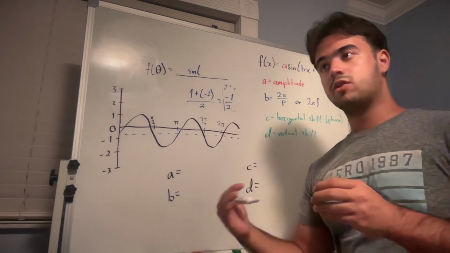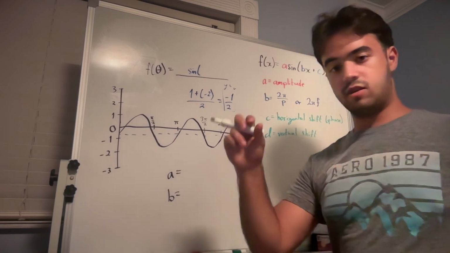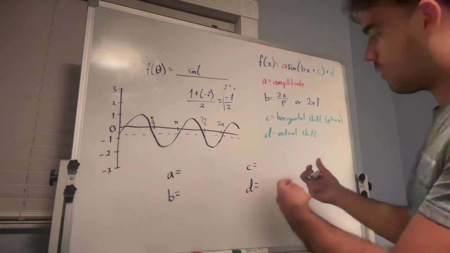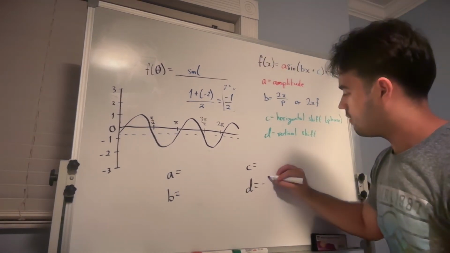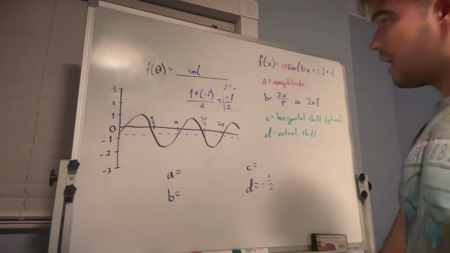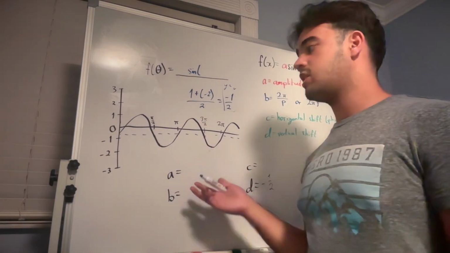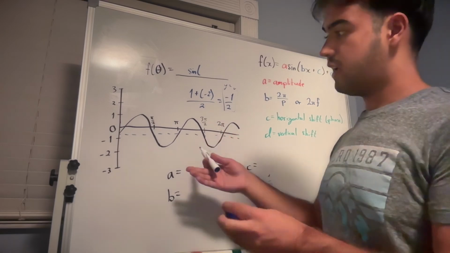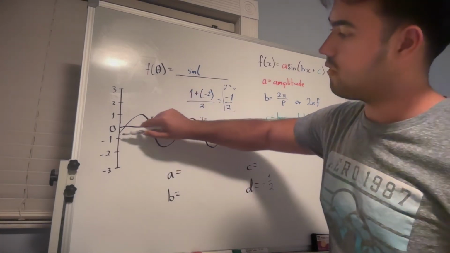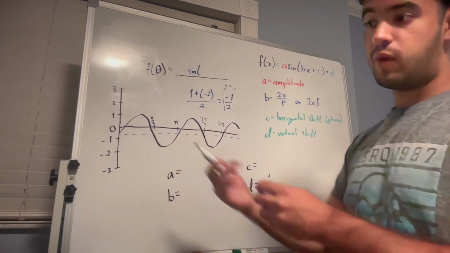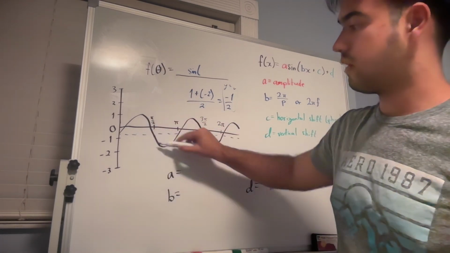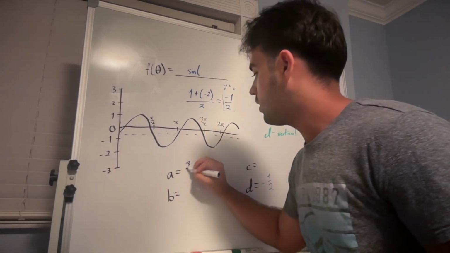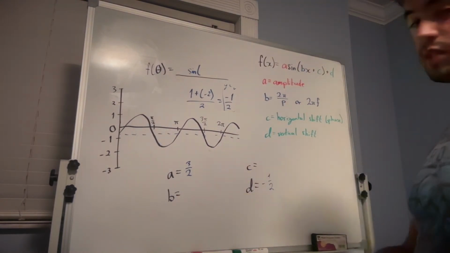Which means that if on the typical sine function, the midline is at y equals 0, we've had a vertical shift of -1/2, so 1/2 units downward. So our d value is going to be -1/2. And then to look at our a value, we have to see how much the function deviates from the midline. We can see that it goes from -1/2 to 1, that's 3/2, and it goes from -1/2 to -2 over here, that's also 3/2. So our a value is going to be 3/2, because that is our amplitude.